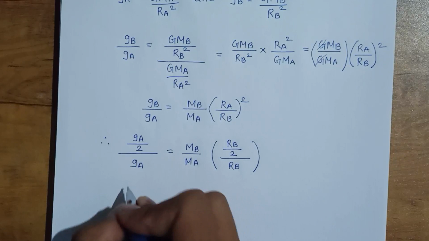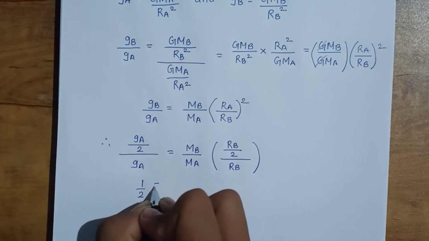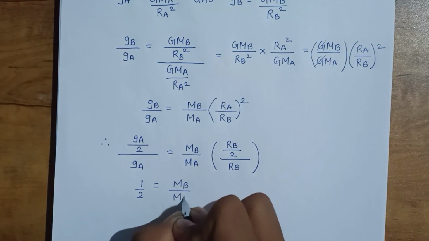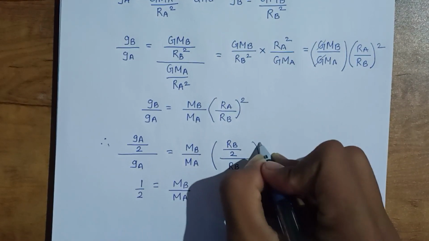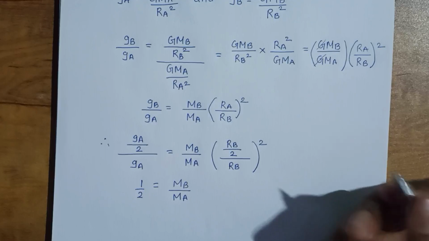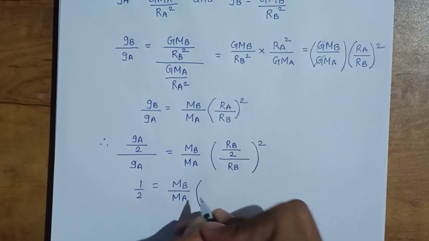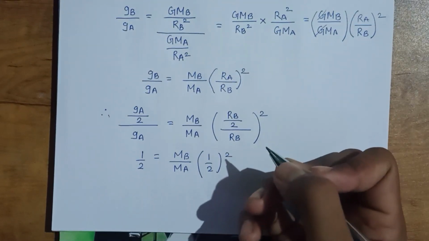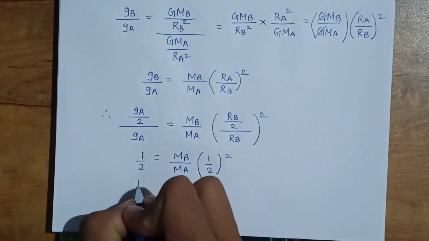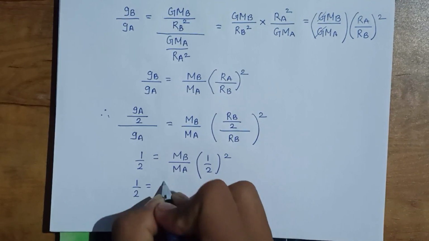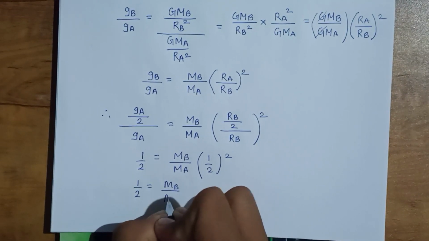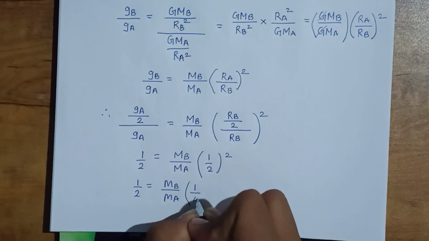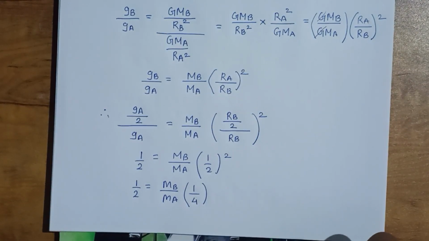So our final answer is 1 by 2 equals to MB by MA into, here square is there, I forgot to write the square. Okay, so here half square. So this is what we got. So half I will write as it is. Here MB by MA I will write as it is, and 1 square 1 and 2 square 4. Okay, so I will write it like this.